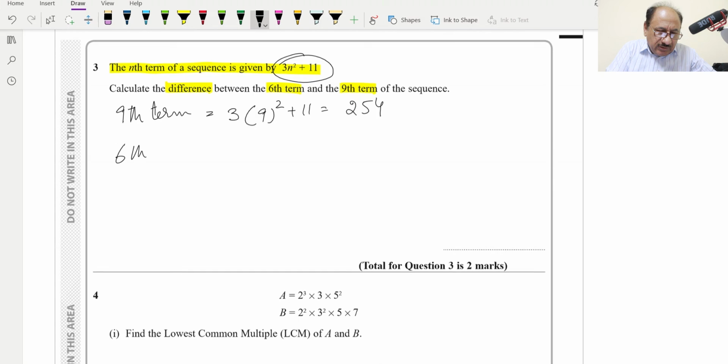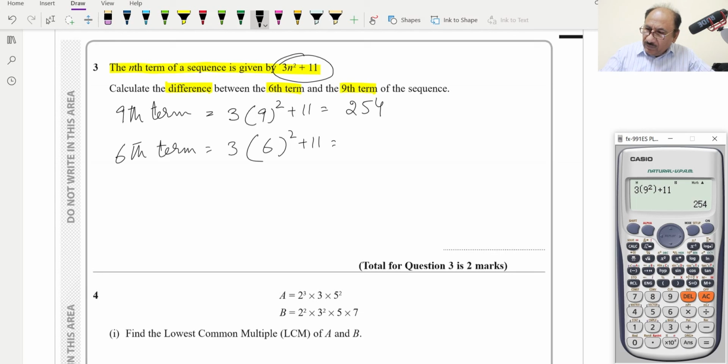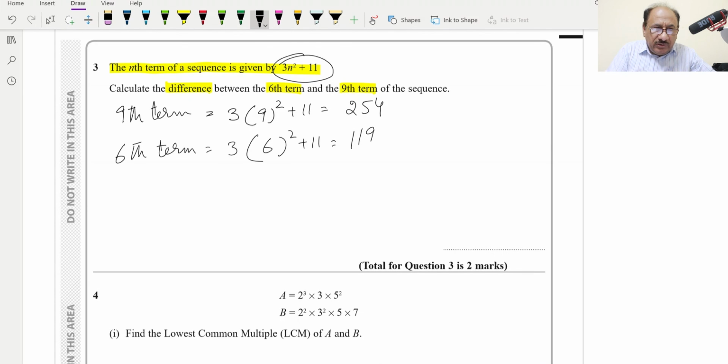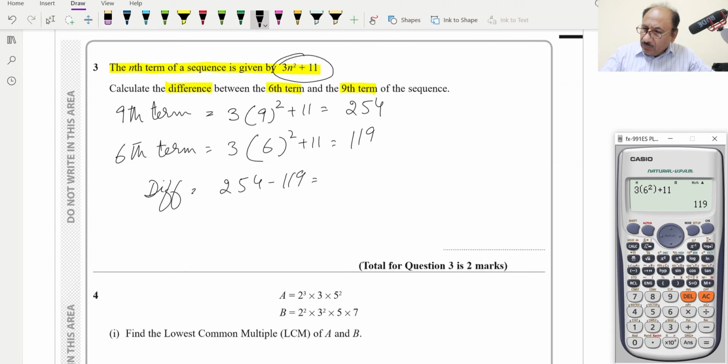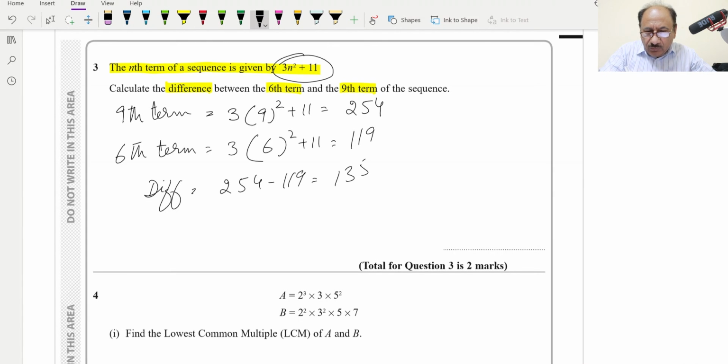Now we can find the 6th term, and the 6th term will be found by replacing n is equal to 6. It will be 3 into 6 squared plus 11, and this will be equal to 119. And now we need the difference, so the difference will be equal to 254 minus 119, which will be equal to 135, so 135 will be the final answer.